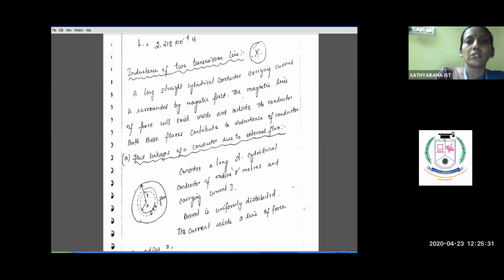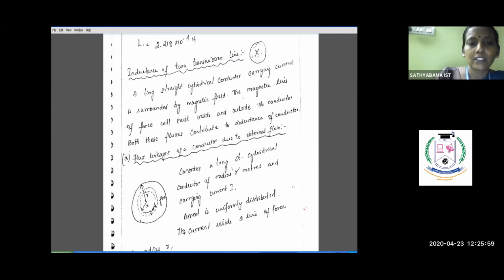Yes. So in a long stranded conductor, before considering two conductors here, we are just trying to consider only one conductor. With that conductor, we are trying to find what is the internal flux as well as external flux. Remember, this equation is very, very important. You will get it as a 16 mark. So we'll just see the flux linkage of a conductor due to internal flux here.